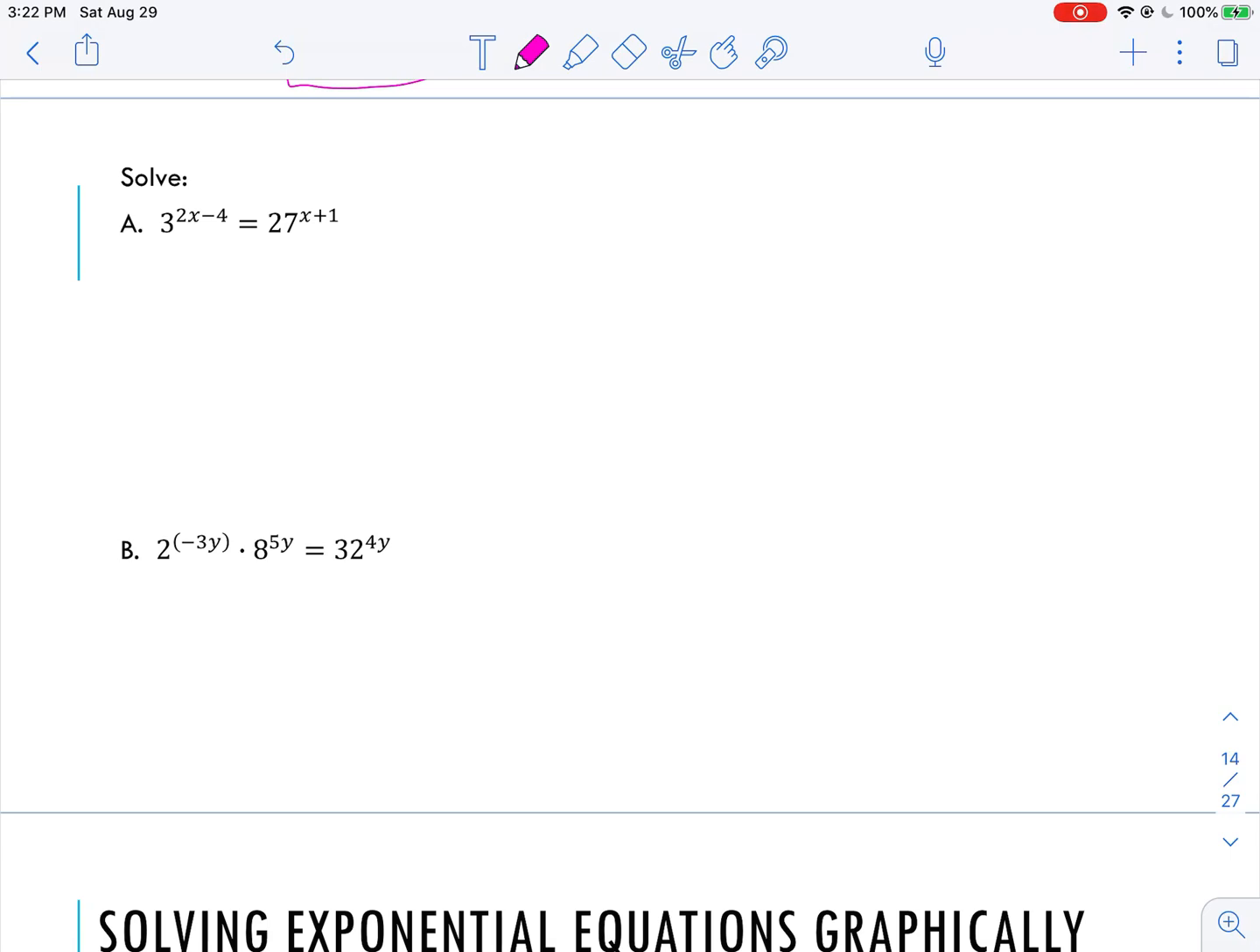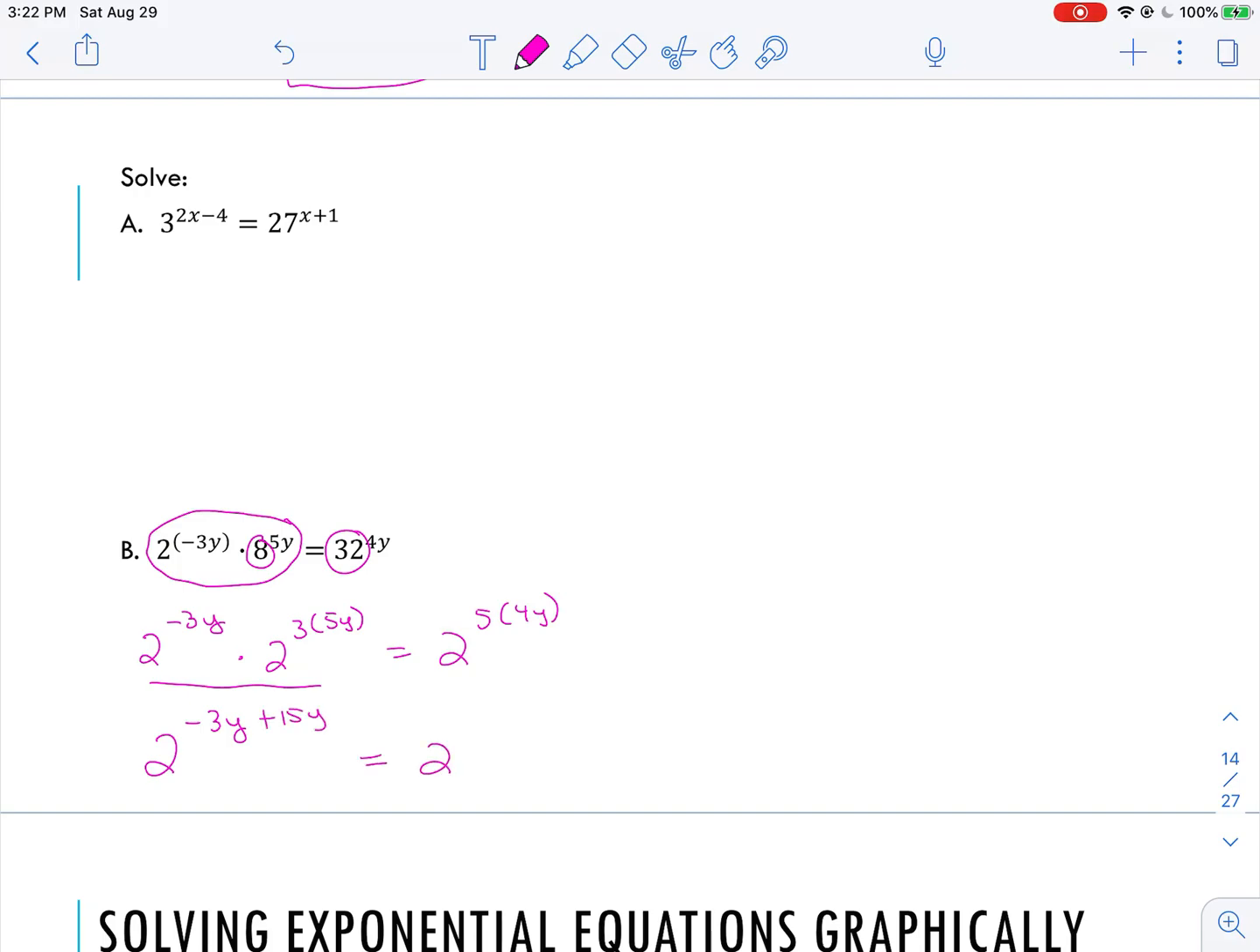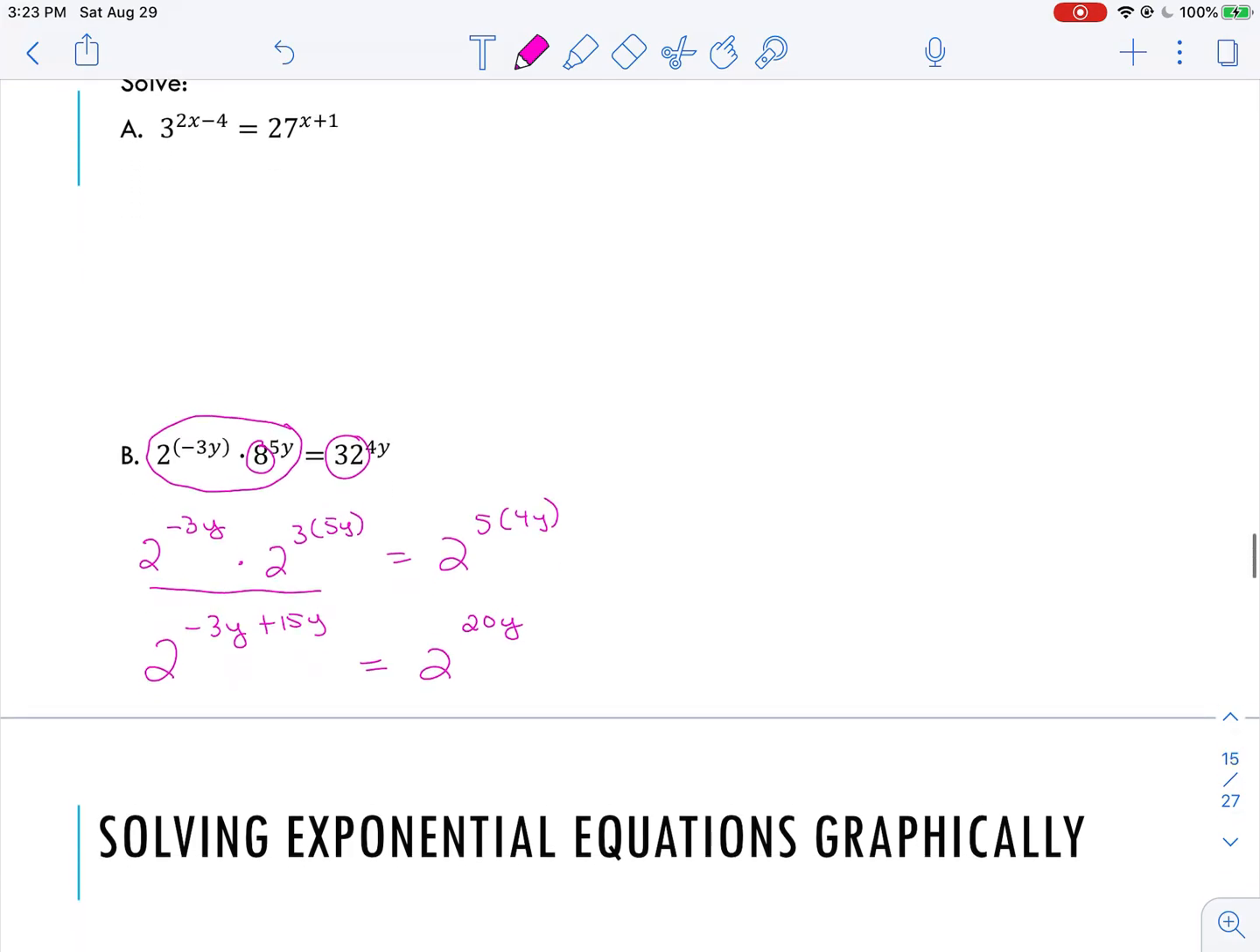3 raised to the 2x minus 4 power equals 27 raised to the x plus 1 power. And then for B, you're going to have to combine these two first using the product property, and then you're going to want to get the same base. So this is 2 to the negative 3y times, and then I'm going to change 8 to 2 to the 3rd times 5y, and then I'm going to change 32 to 2 to the 5th power, and then times 4y. Remember, if you're multiplying things with the same base, you can add their exponents. So this would be 2 to the negative 3y plus 15y equals 2 to the 20y. So see if you can solve those two, and then you can check your work in finished notes.